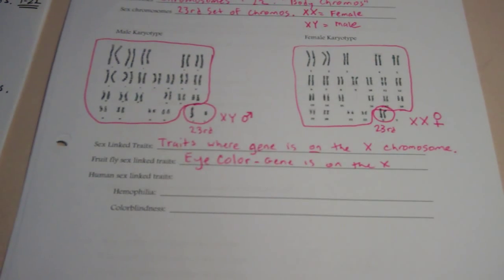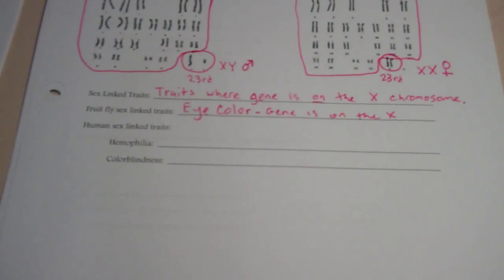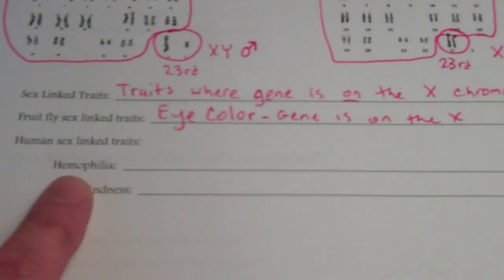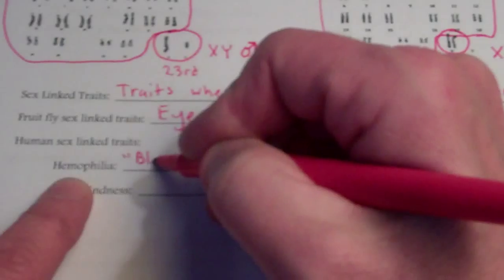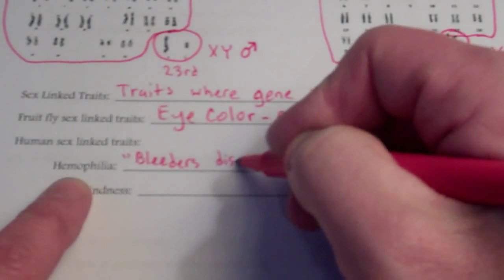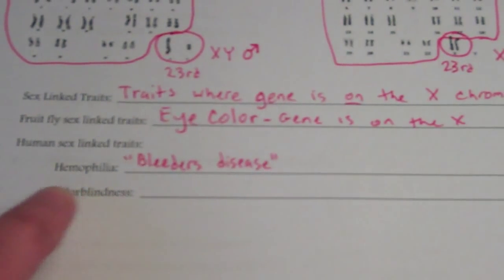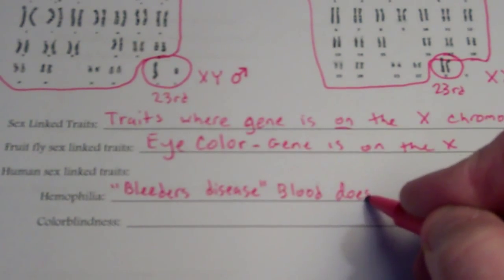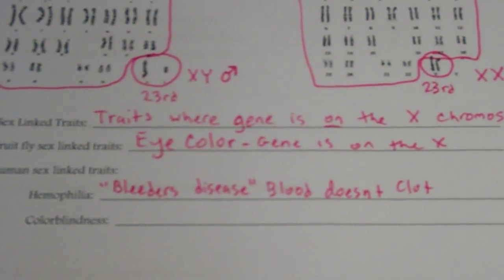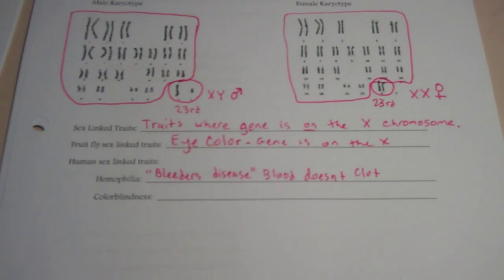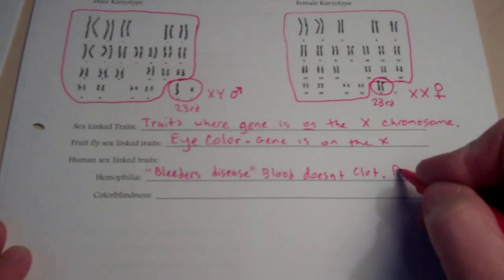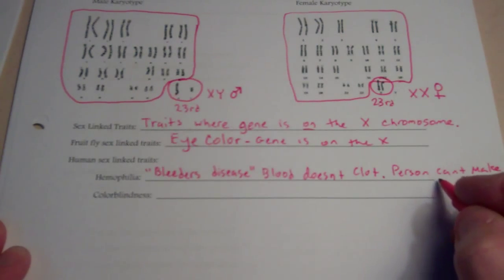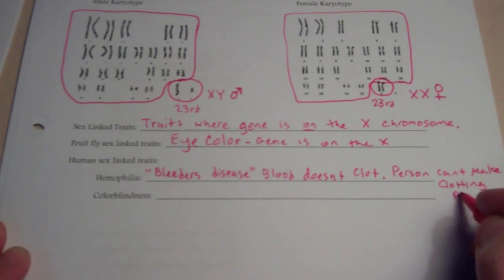For humans, we are going to focus on a couple different conditions. The first one that's a sex-linked trait in humans is hemophilia. The old-fashioned name is bleeder's disease. You could bleed to death from a bad cut, and that's because your blood doesn't clot. The reason for that is because you genetically cannot make certain blood clotting proteins.